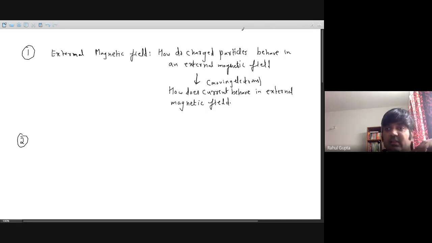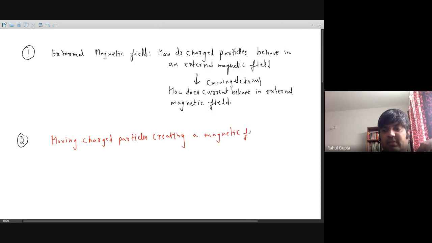The second part of this chapter revolves around, in the first one, magnetic field is external and charged particles are behaving in a certain manner due to that external magnetic field. In the second case, moving charged particles are creating a magnetic field. Do you get the difference between the two parts which are covered in chapter 4?